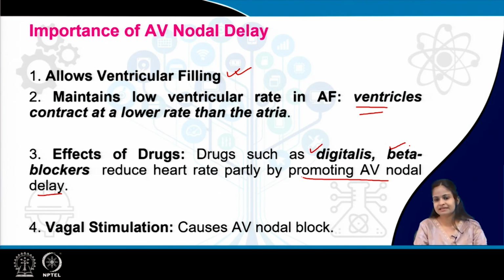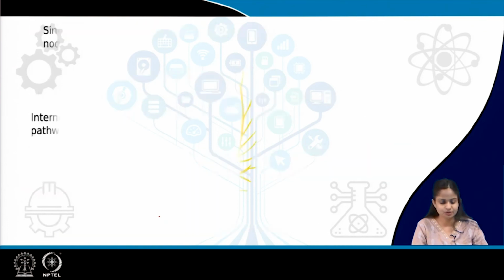Whenever there is a parasympathetic stimulation, that means vagal stimulation, because of the release of acetylcholine, this AV nodal delay will get prolonged. So, this causes AV nodal block in subsequent constant vagal stimulation.